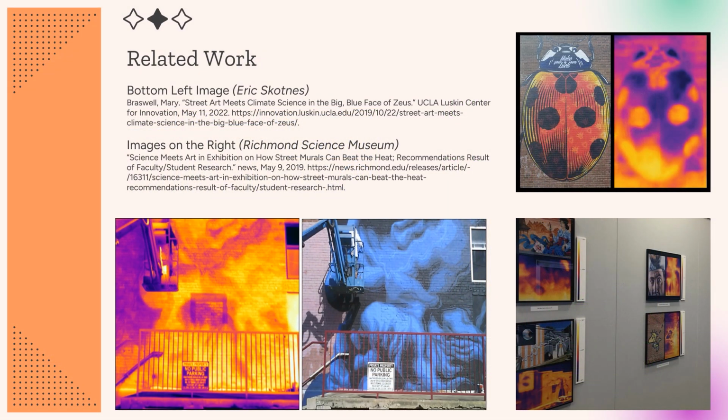Here are some examples of the thermal infrared images of murals from previous research studies. The image on the bottom left was a mural created by the artist Eric Scottness. He used solar reflective paints as a medium for painting murals. The images on the right are murals in Richmond. They were captured by the University of Richmond and the Richmond Science Museum. Their study used thermal infrared cameras on local murals to research how different paint shades heat or cool walls.